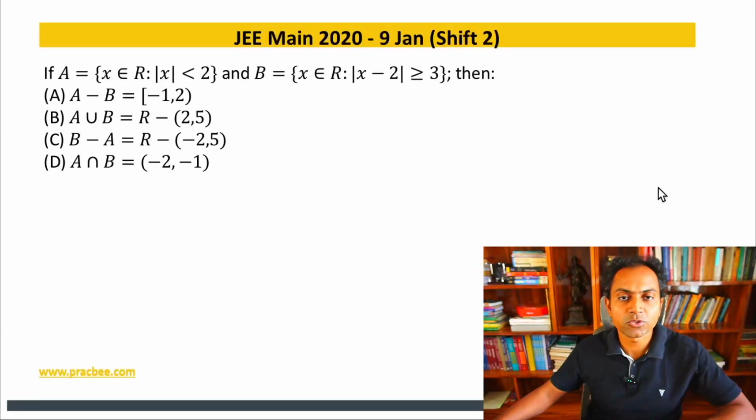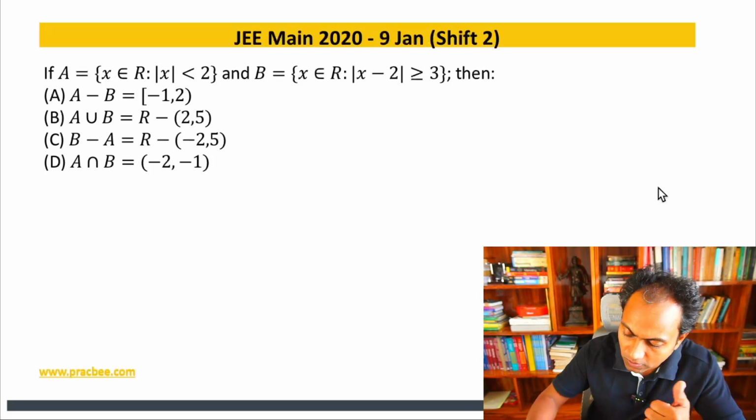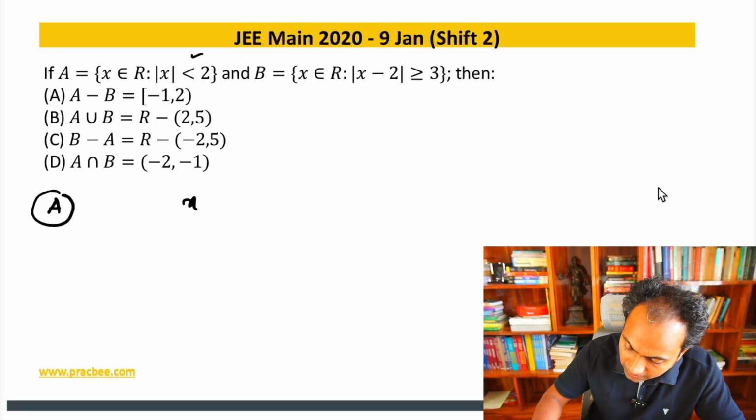Now let us look into this 2020 problem. It says that we have two sets, A set and B set. Let us follow our idea. There is a smaller sign. I want to write A in the first part. So for this A, what is going to happen? X will lie between minus 2 to 2.